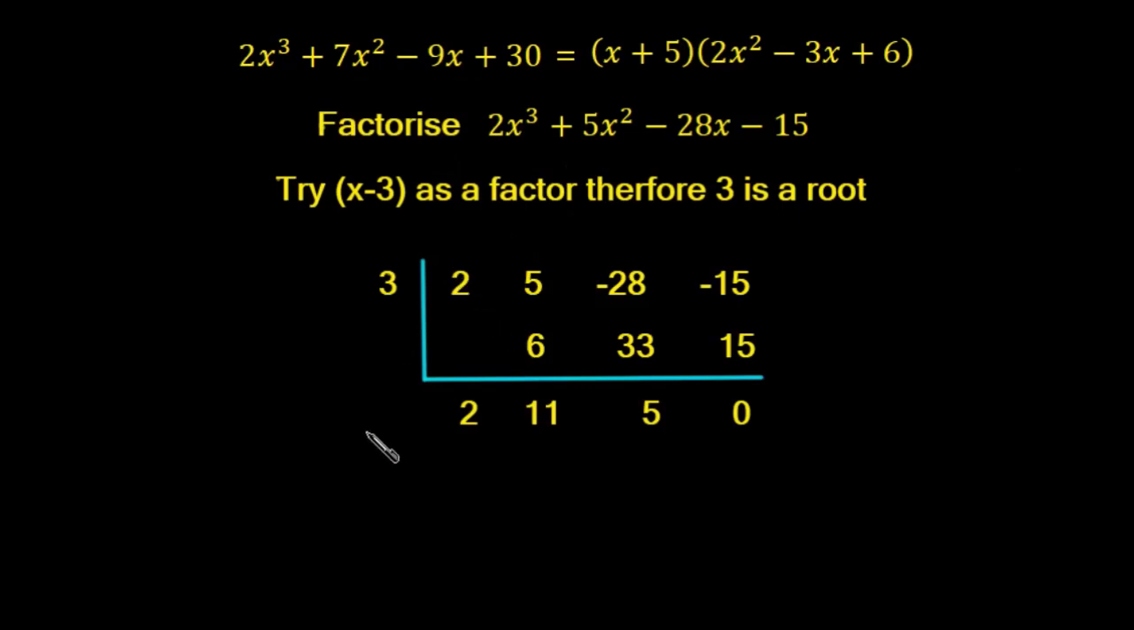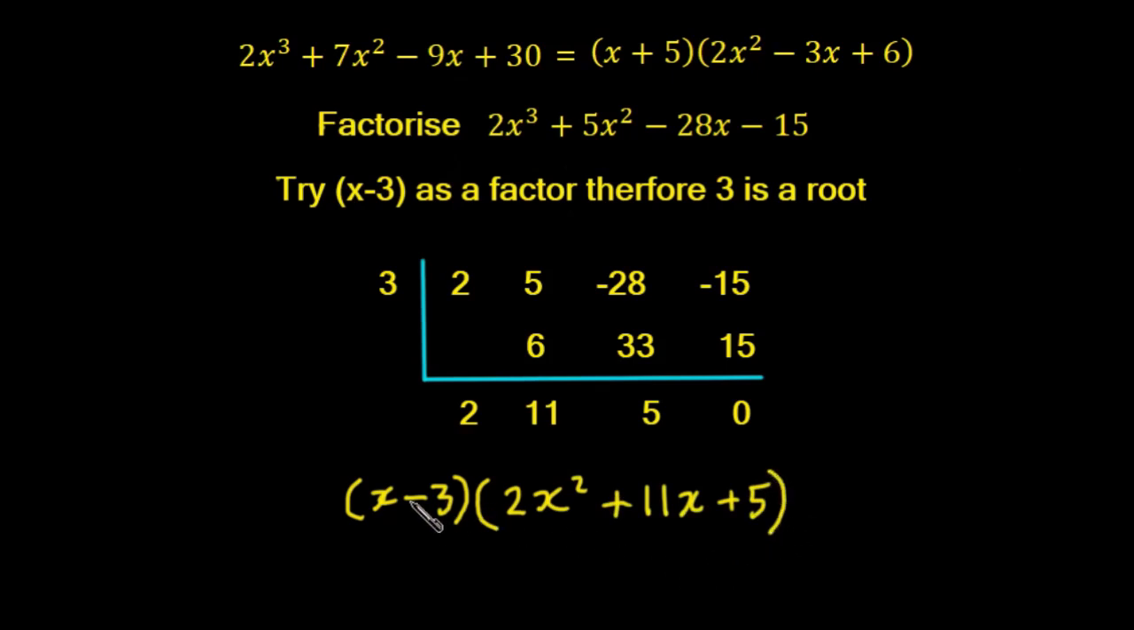that x minus 3 is a factor. Now the other factor we get from these terms here, so we're going to have 2, and it will be the x squared plus 11x plus 5. So you can see here that's us now factorised this into these two.